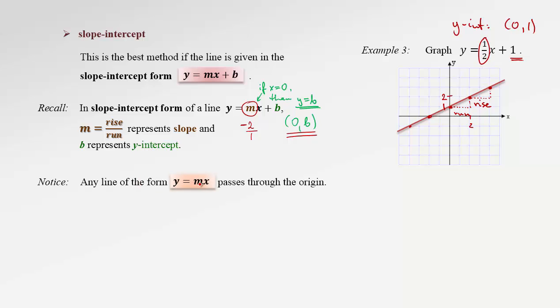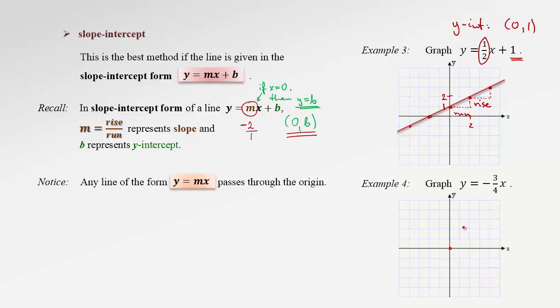Now notice that if the y-intercept is actually 0, then what will happen? Well, the line will cross the origin. That means that any equation of the form mx will pass through the origin. Let's see one example. We already know first point, it is the origin because the b number is 0, right? And then we go by the slope -3/4.